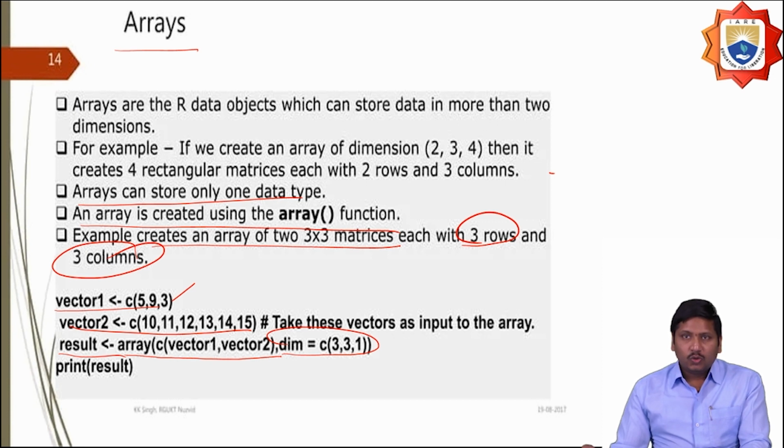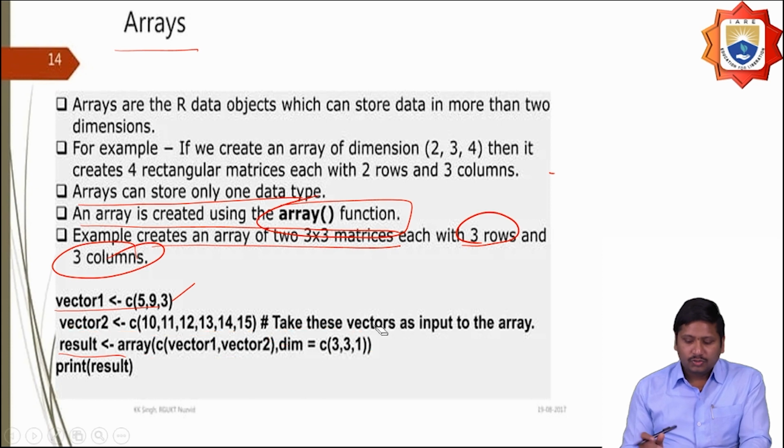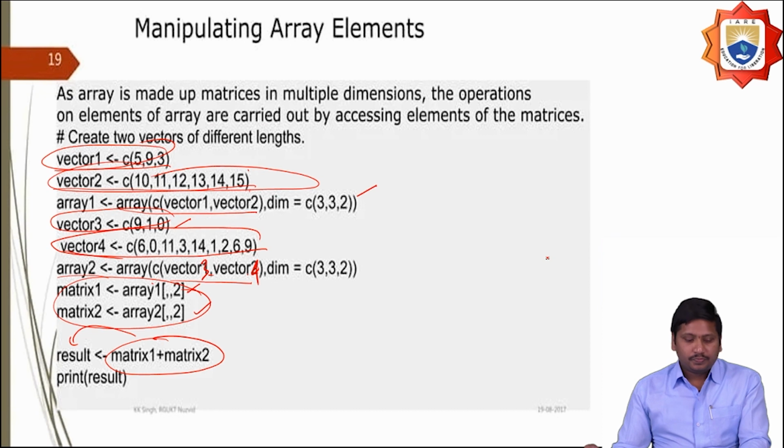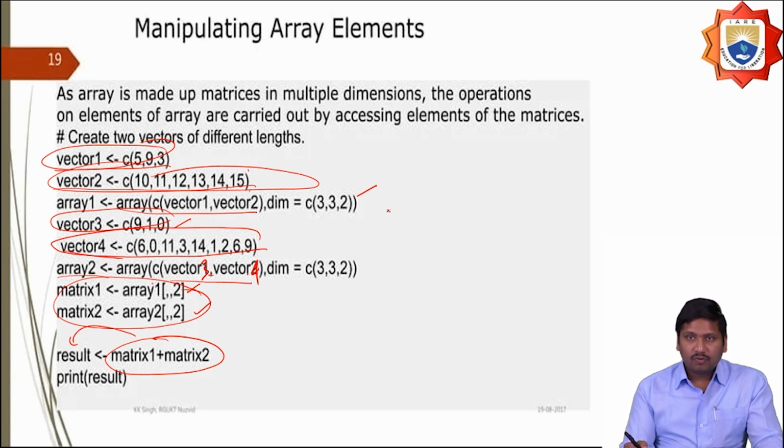And the next concept I have seen is arrays. Arrays are generated by use of the array function, where you can combine these vectors in the form of an array. And naming columns should also be done by making use of the dimnames parameter. With the dimnames parameter, you can list the row names and then column names. And next one, manipulating array elements: we can manipulate the content in the form of arrays and also matrix.